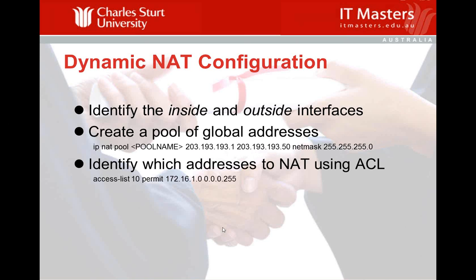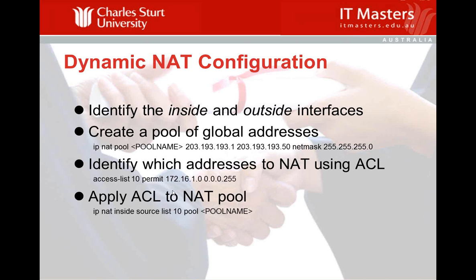And then we need to identify which addresses to NAT using an ACL. So another use of ACLs: identify which addresses to NAT. In this case we go access list 10, a standard access list, permit 172.16.1.0, with the subnet mask as required. Then we apply the ACL to the NAT pool.